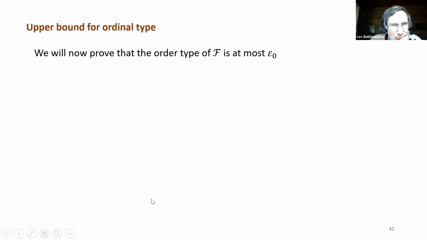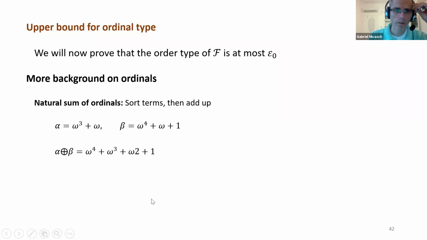But now let's talk about the upper bound of all the fusible numbers. And we show that the upper bound of all the fusible numbers is at most epsilon 0. So here we need to talk about some more background.